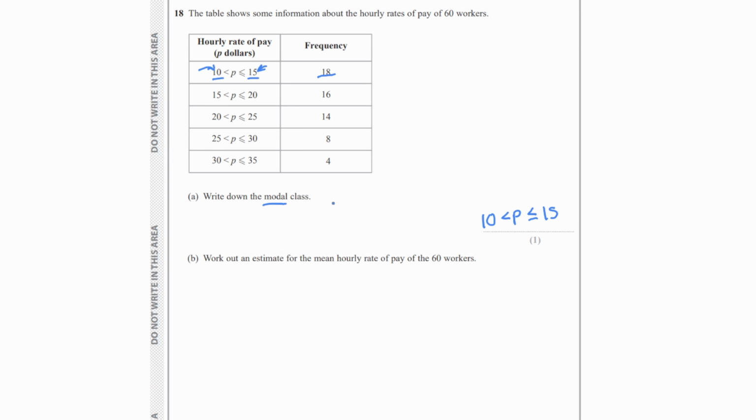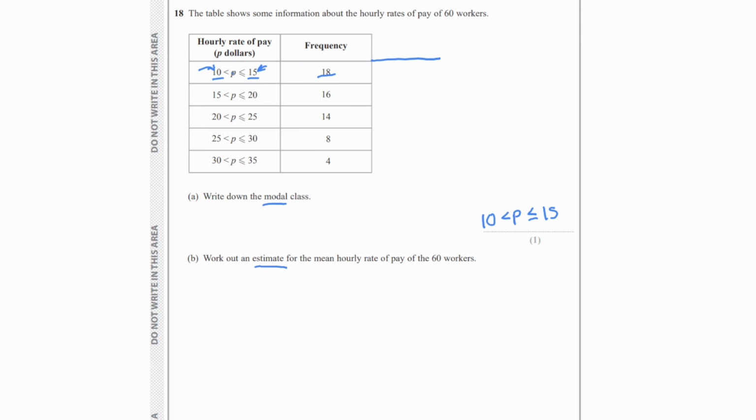Work out an estimate for the mean hourly rate of pay of the 60 workers. So notice here it says an estimate. And the reason it's an estimate is because we don't actually know the exact values that these people are paid. So we know that there are 18 people who are paid between 10 and 15, but we don't know if they're all paid 15 or they're all paid 12 or some sort of mixture of that. So what we want to do is we want to take an estimate.